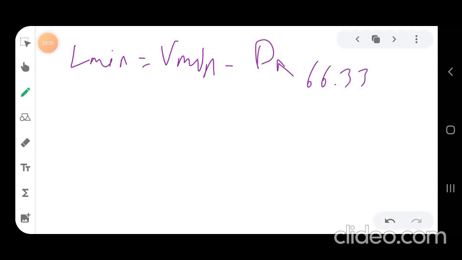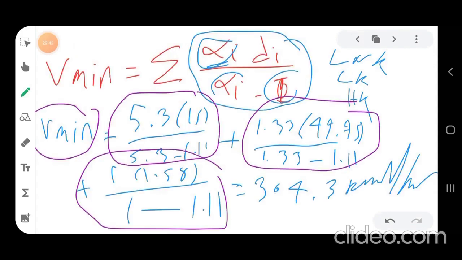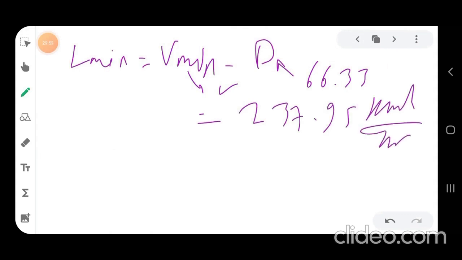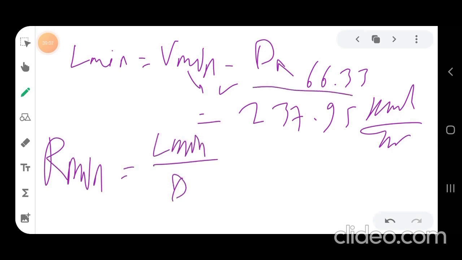So we can say L minimum is equal to V minimum minus D. We already know this D, which we determined before from the material balance, it's 6.33, and we know this V minimum. You subtract them and you get L minimum equal to 237.95 kilomole per hour. Then you want R minimum, which will be L minimum over D. You just divide, it's a simple division. You will get R minimum is 3.59 or something close.